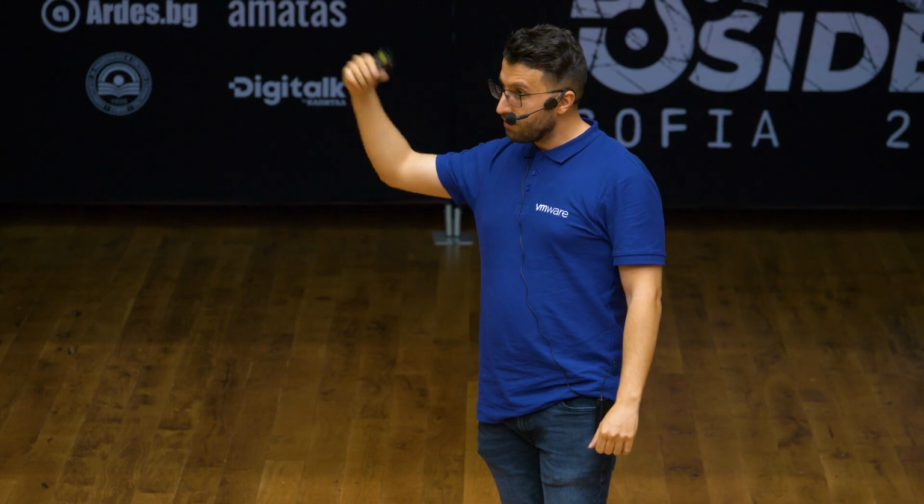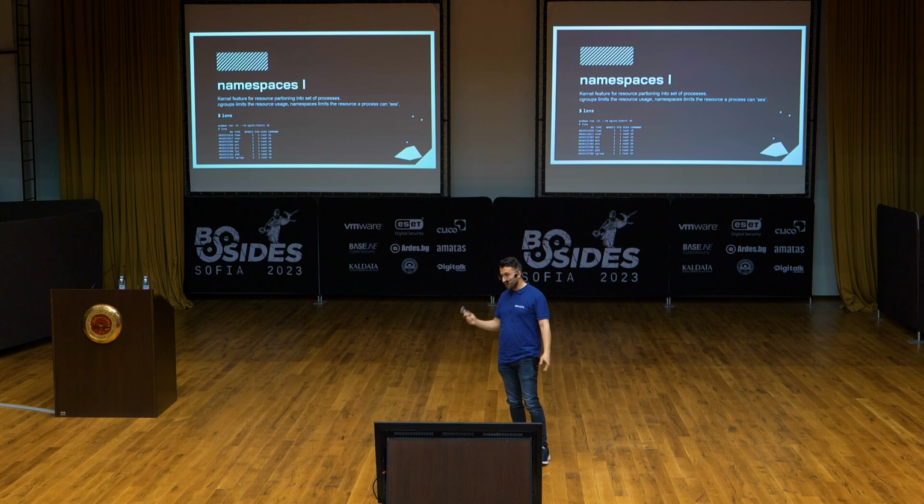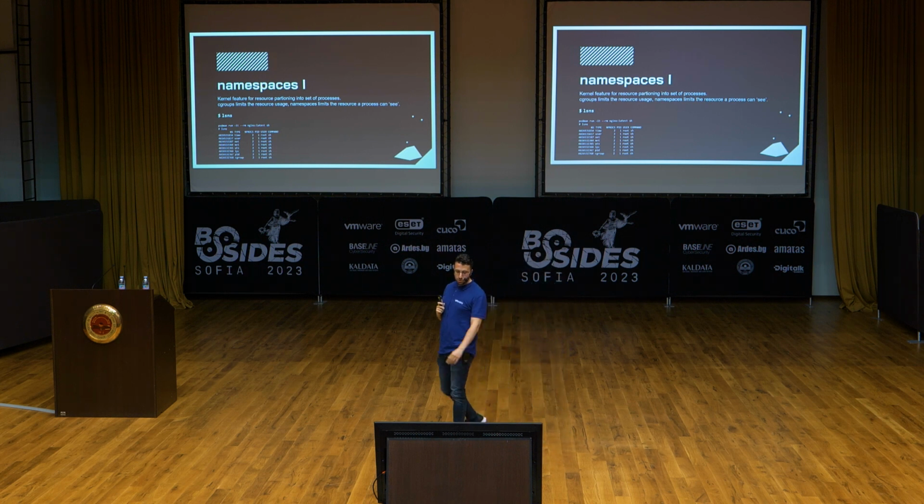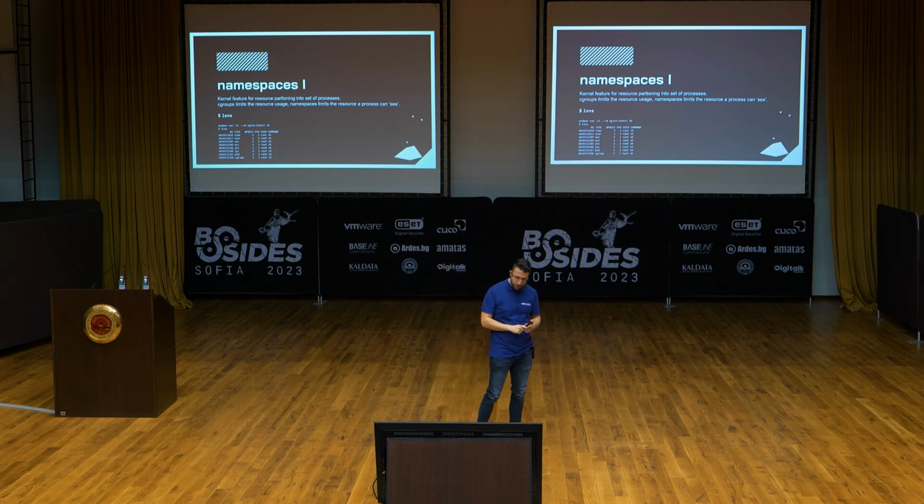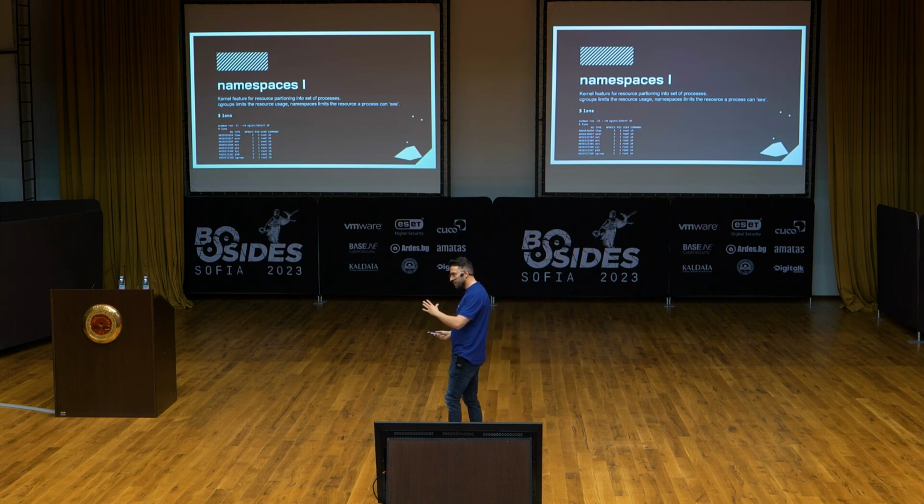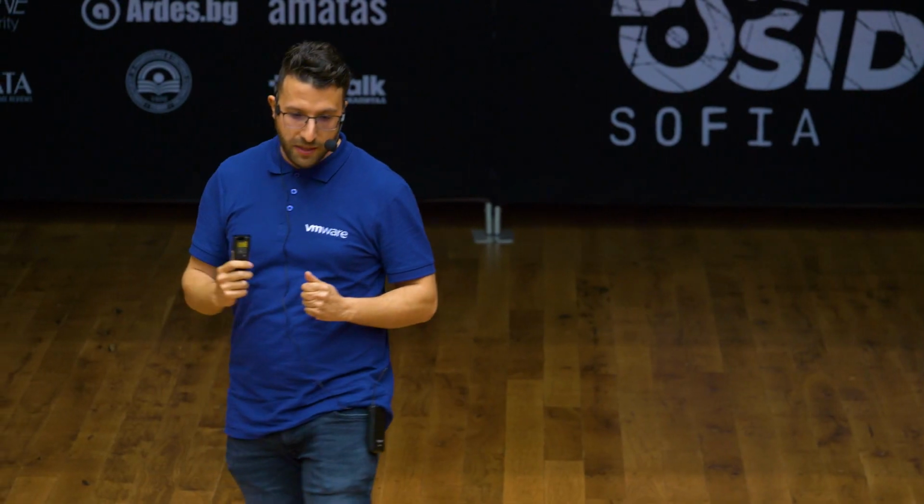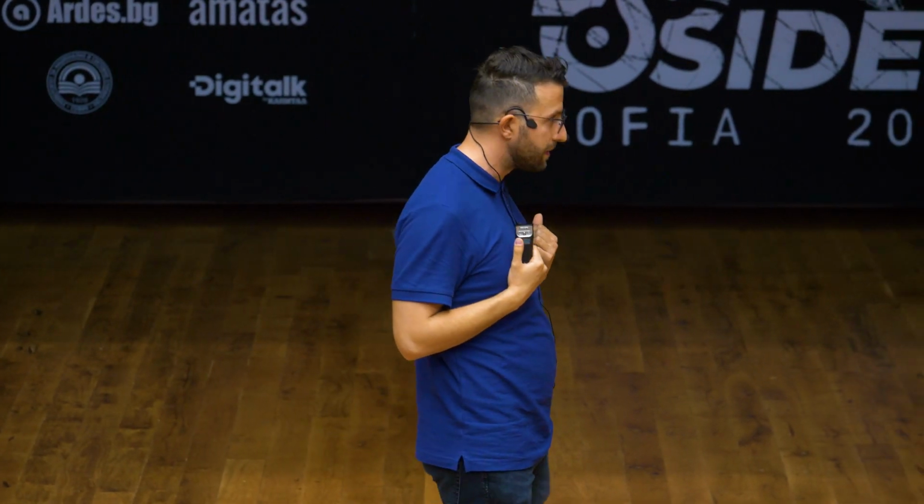So we're going to take it to the next level and talk about namespaces. As you recall, containers are basically namespaces and cgroups. So namespaces, what are those? Those are even more important. Those are kernel features for resource partitioning into sets of processes. If you compare this to cgroups, the cgroups limit the resource usage, while on the other hand, the namespaces limit the resources a process can see.